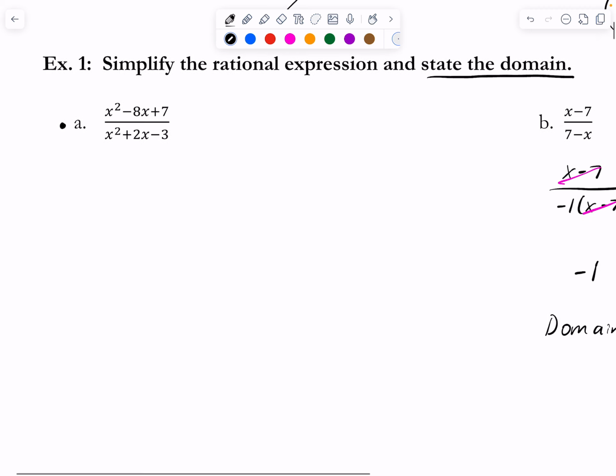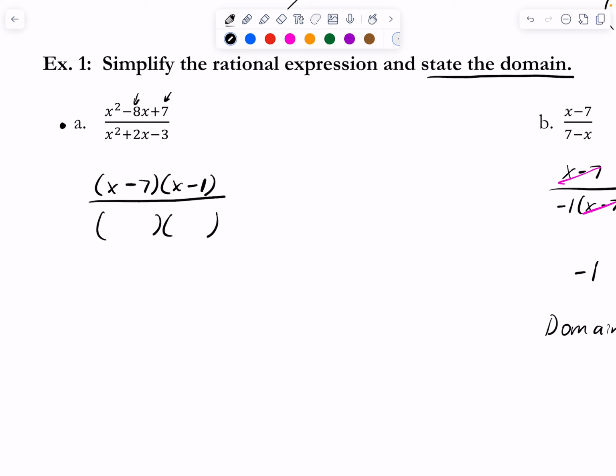So this is an expression, so you have one polynomial on top, one on the bottom. And this is just really an exercise in factoring. When I factor the numerator, I'm going to have x, and I'm going to have x minus 7 and x minus 1, right? Because negative 7 times negative 1 gives you positive 7, and they also add to give you negative 8. Do the same thing for the bottom. I'm looking for factors of negative 3 that add to 2, so I'm going to use positive 3 and negative 1.